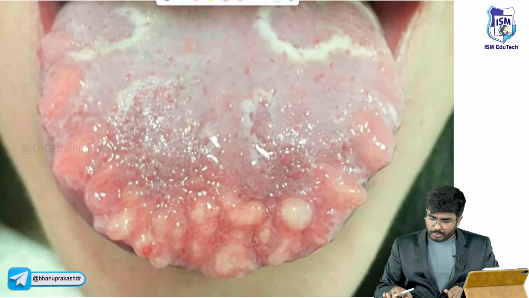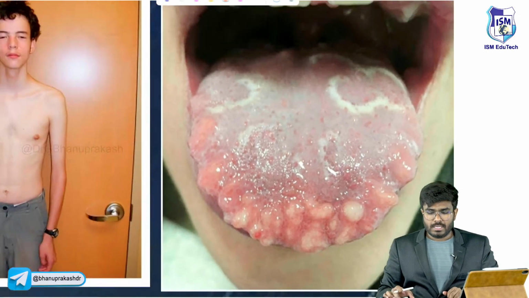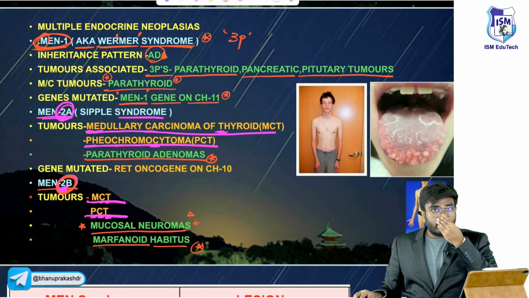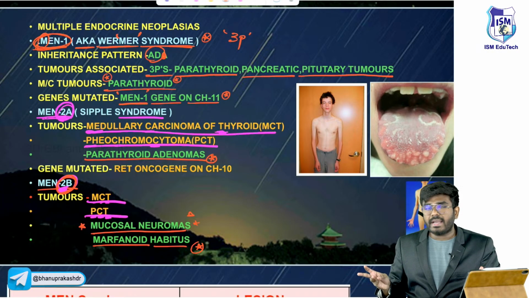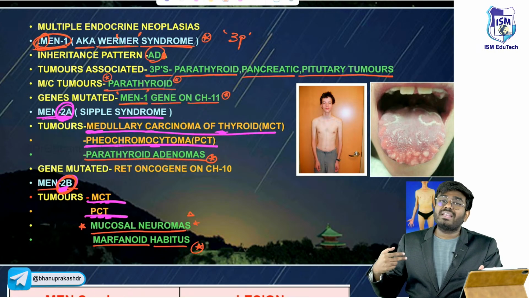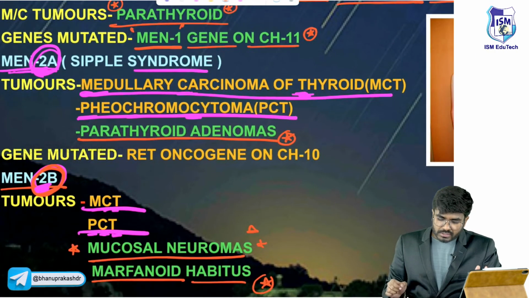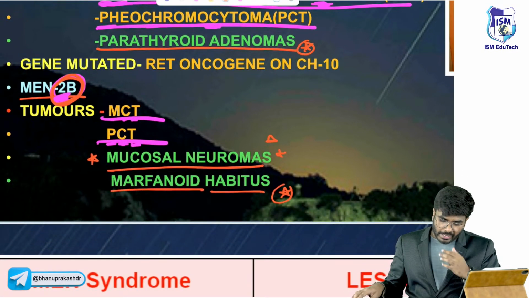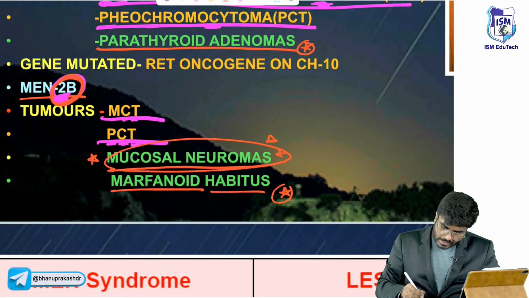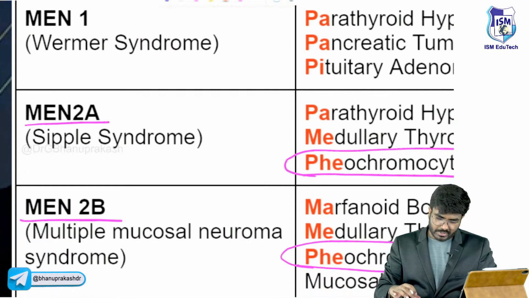So now tell me, MEN2 is divided into 2A and 2B. 2A is also called Sipple syndrome. What is common between 2A and 2B? The common things are medullary carcinoma of thyroid as well as pheochromocytoma. What is the difference? 2A has parathyroid adenomas, parathyroid gland tumors can be seen, and in 2B the patient has mucosal neuromas and Marfanoid habitus.